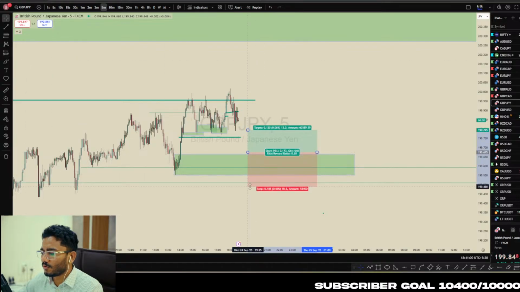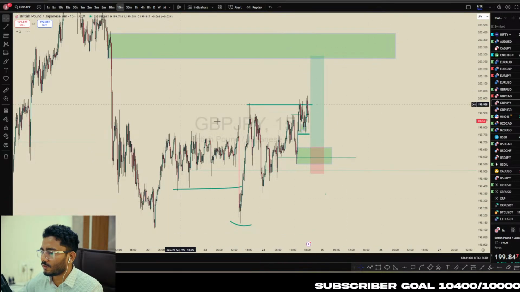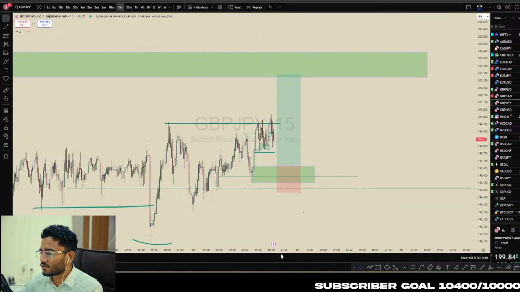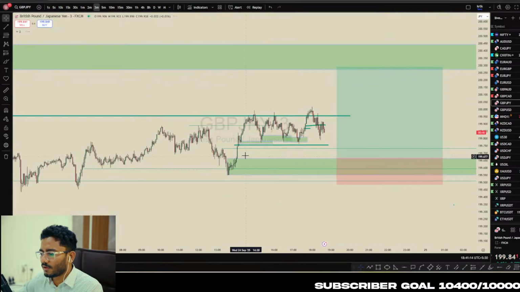Stop loss will be below this low. Next high will be the target, so the next liquidity, because it's continuing to the upside. The internal structure is to the upside. And we have this structure break, and there's a breaker block from here.